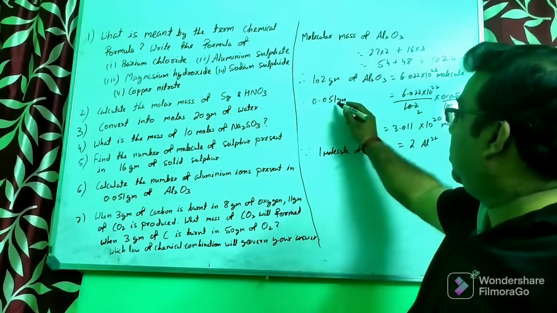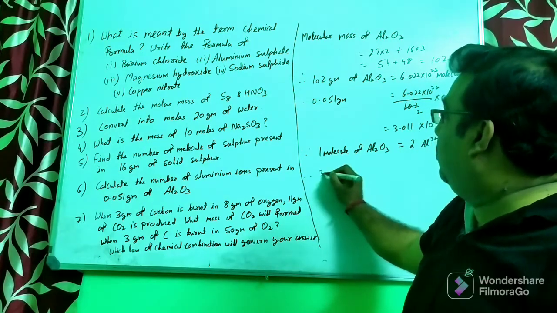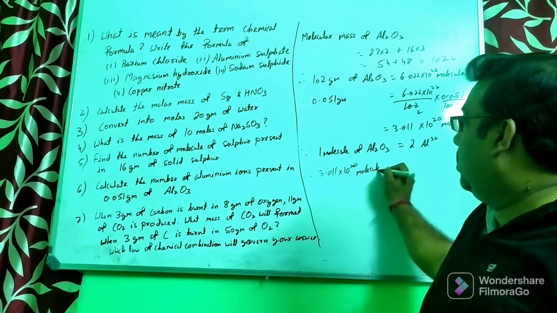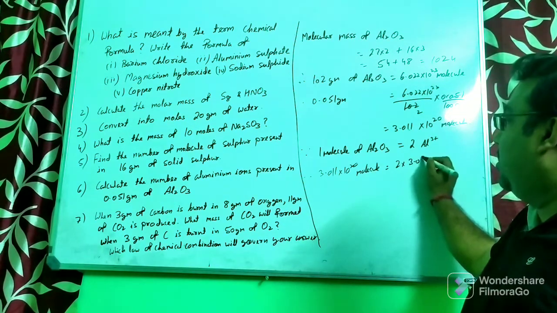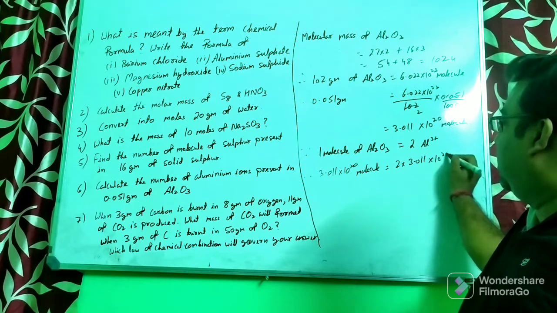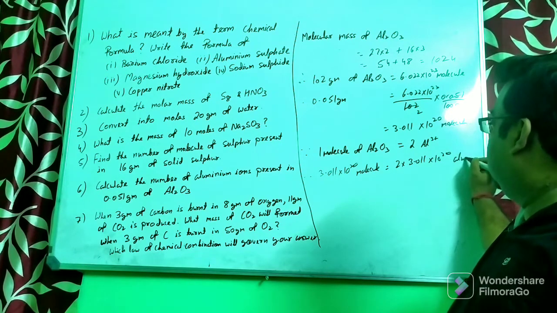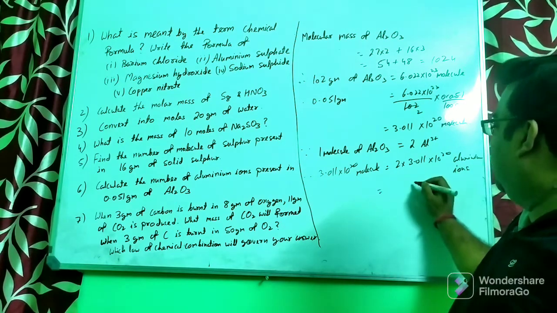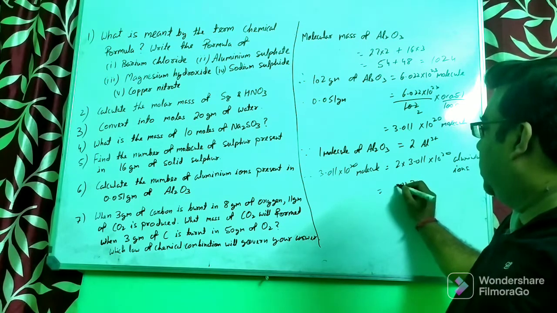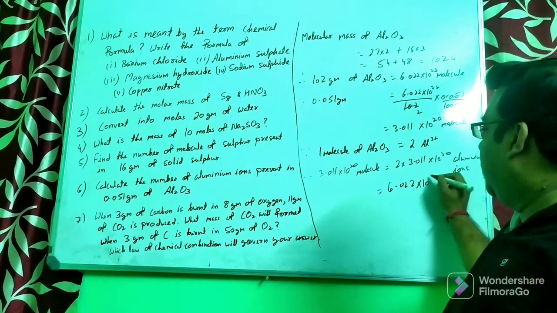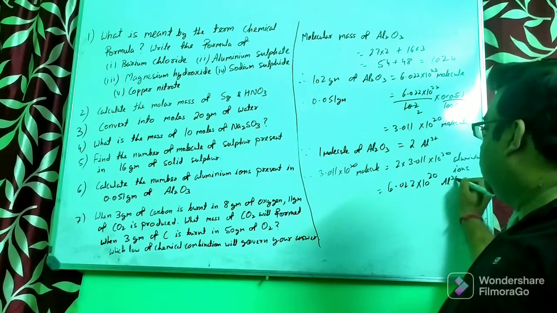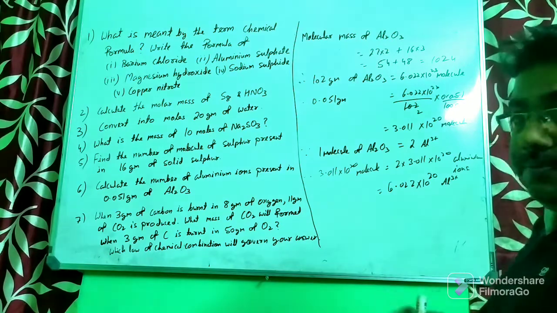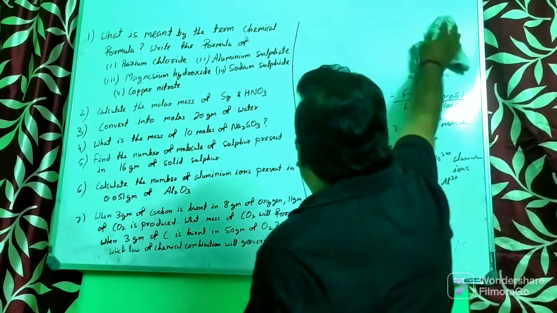So therefore how many molecules in this much gram? Therefore 3.011 into 10 to the power 20 molecules is equal to 2 into 3.011 into 10 to the power 20 aluminum ions. So if we calculate it, it will be 6.022 into 10 to the power 20 aluminum ions. Is it okay? So this is a very important question. I hope it is clear. Now the last one.